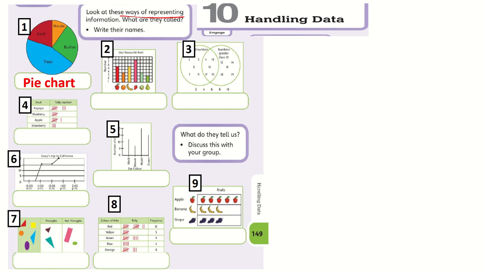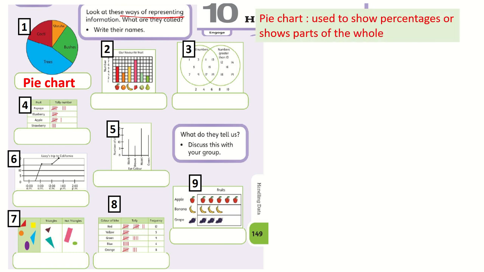First one is a pie chart. This you have seen in the previous slide as well. It shows some fractions of the whole. So what a pie chart actually does is it shows percentages, or it shows parts of the whole. For example, blue is showing the green trees part of the whole of the jungle maybe, and this red one is showing the cacti of the jungle, green is showing bushes of the jungle.